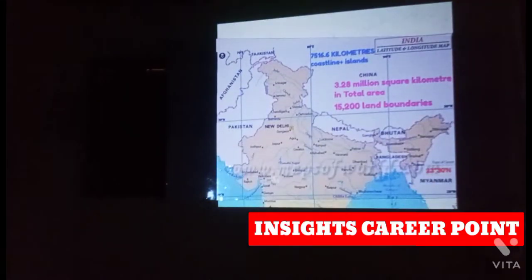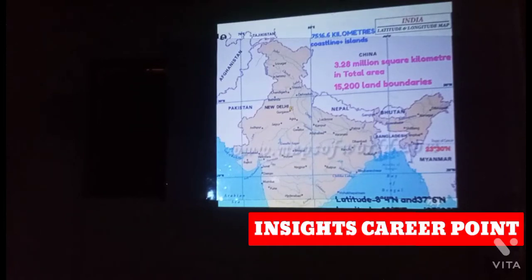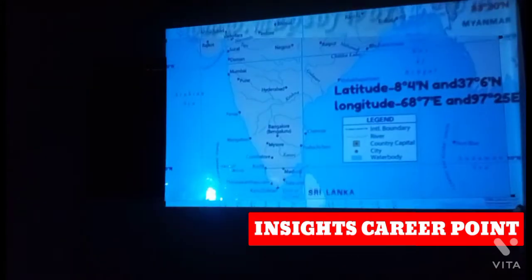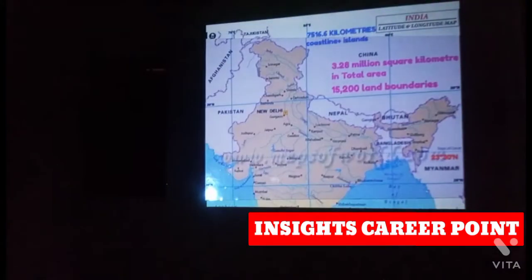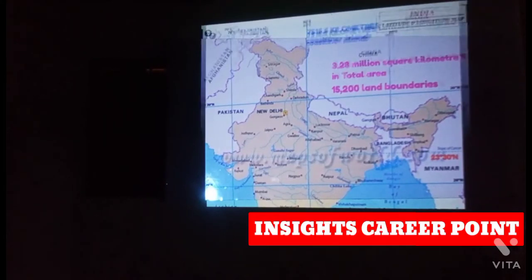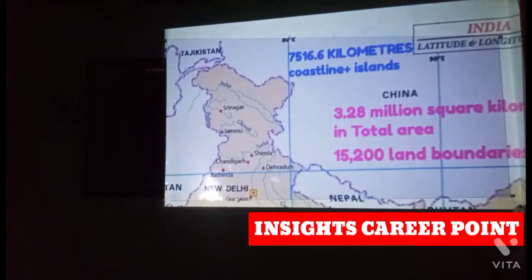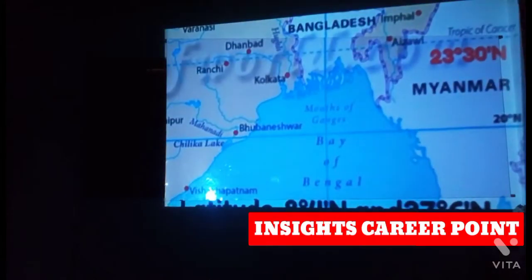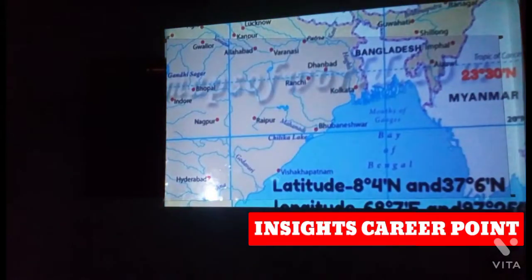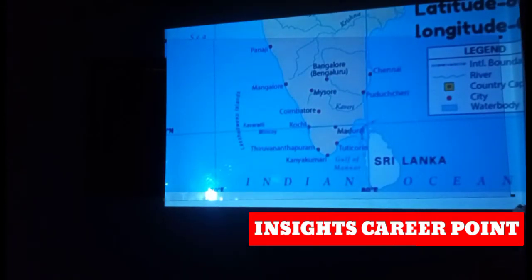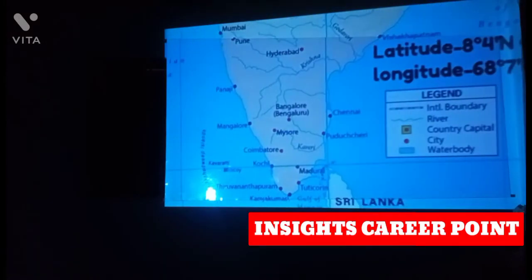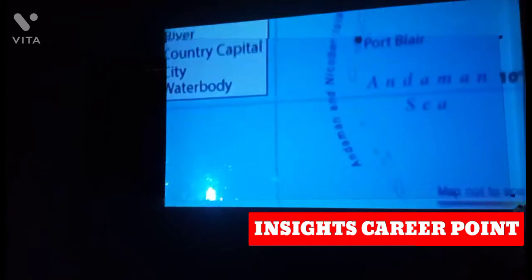Then when we see India on a map, let's see where India is located. The values of latitude and longitude determine where India is located on the globe of the earth. We can see the neighboring countries of India: Pakistan in the northwestern side, then in the northern area China, Nepal, Bhutan, and on the right hand side Myanmar, then Bangladesh, and in the southern area Sri Lanka. We also see the islands of India, the Lakshadweep Islands in the Arabian Sea, and on the right hand side the Andaman and Nicobar Islands.